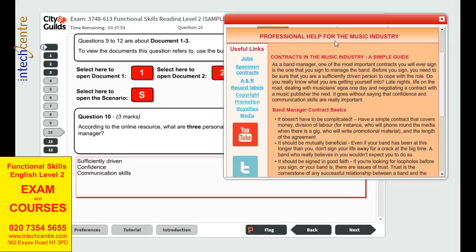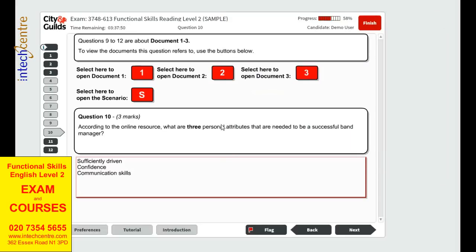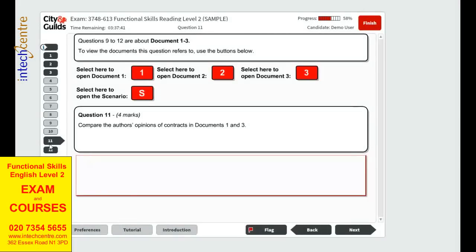So confidence, communication skills, and being sufficiently driven are all 3 personal attributes. Okay, so there we have it. 3 marks. So question 11. This question is very, very important, guys.